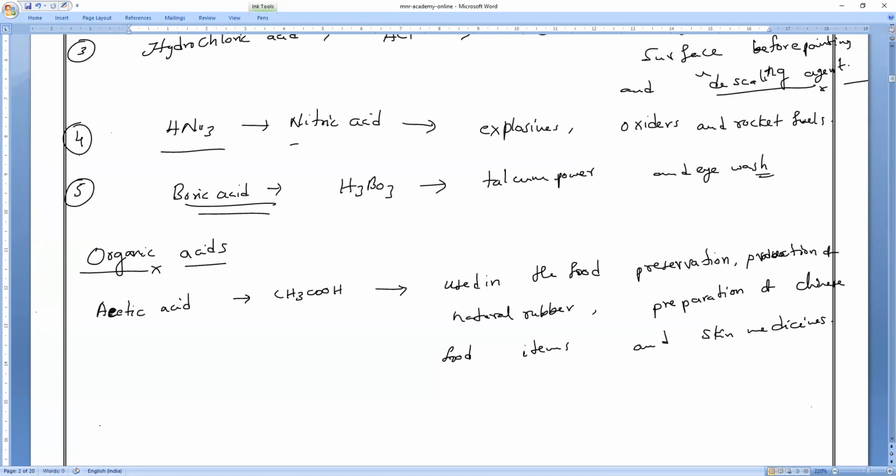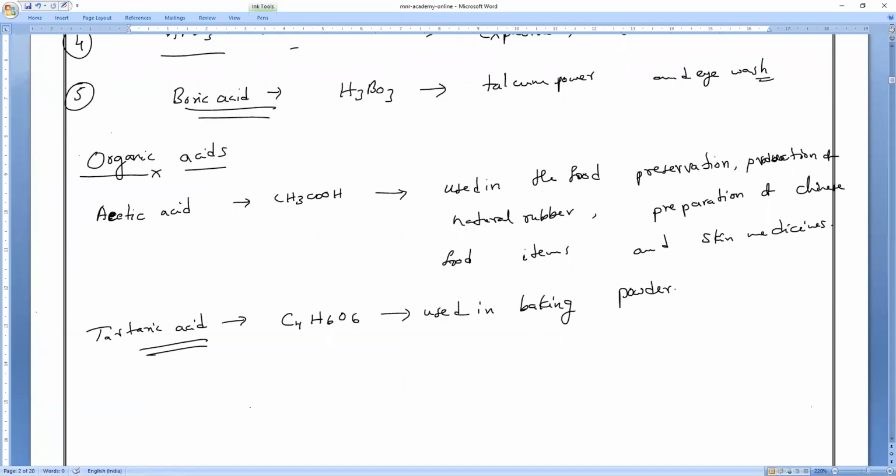Next, tartaric acid. We all know tartaric acid. What is the source of tartaric acid? Tamarind. Yes or no, guys? Tamarind. The formula is C4H6O6. It is used in baking powder. We will get it in this chapter only. We people will manufacture baking powder with the help of tartaric acid. You will get it while you are studying. It's not necessary to go deeper, so we can just learn it.